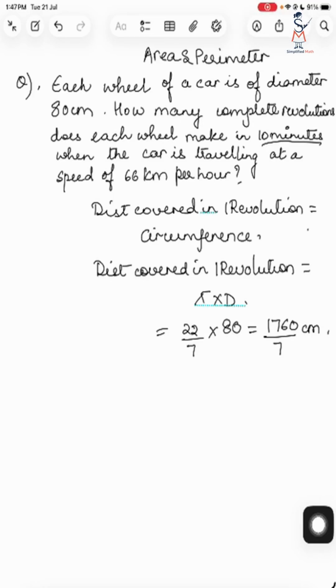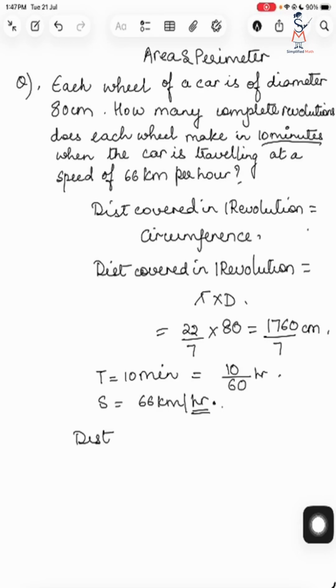Now what is given? Time is given, 10 minutes, and speed is given, that is 66 kilometer per hour. Now we know that here the speed is in per hour and the time is in minutes. So we will change the minutes into hours and we will divide 10 by 60. It will become hour. Fine. Now we will find the distance covered in 10 by 60 hour.